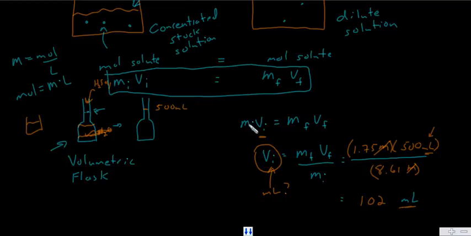So again, initially start with 102 milliliters of the 8.61 molar solution. Add water to it until it's a little bit less than 500 mL. Then pour it into your container, your volumetric flask. Then fill to precisely that mark, and you'll have 500 milliliters of precisely, well, not 8.61 molar, actually 1.75 molar sulfuric acid.